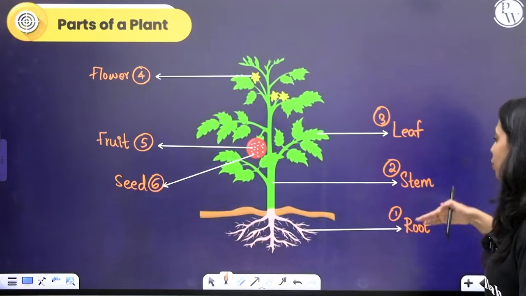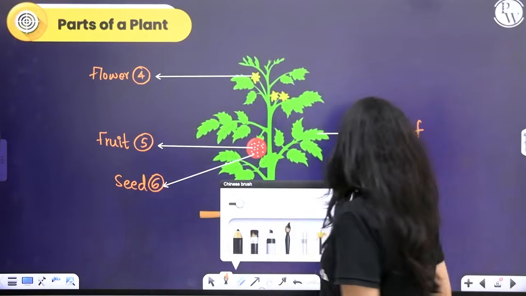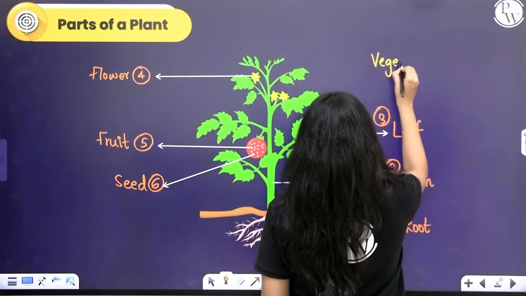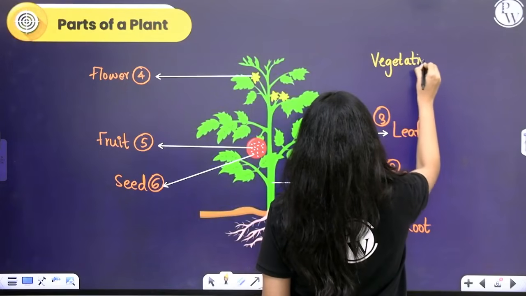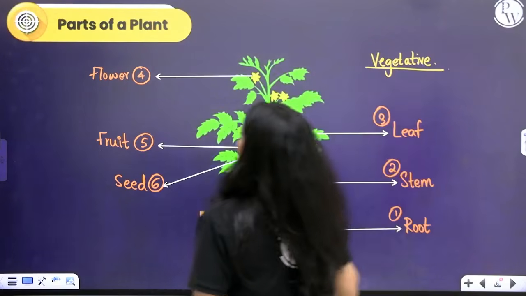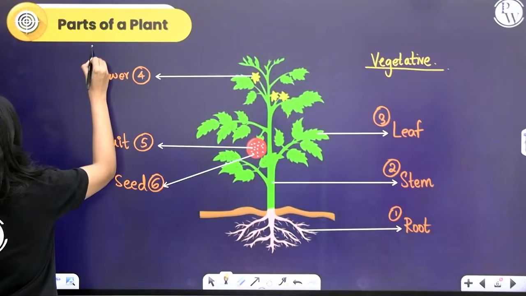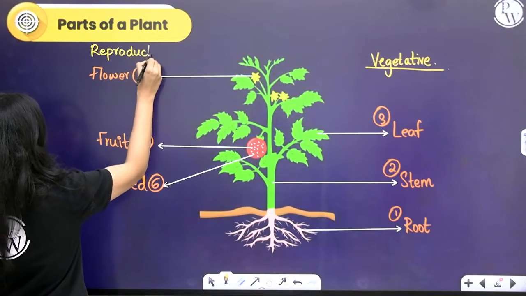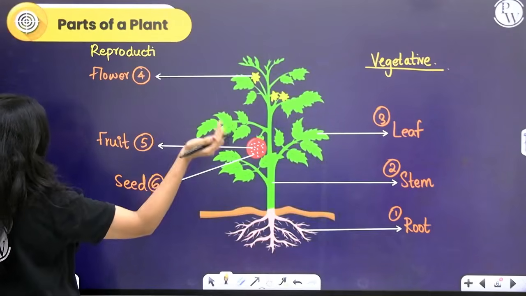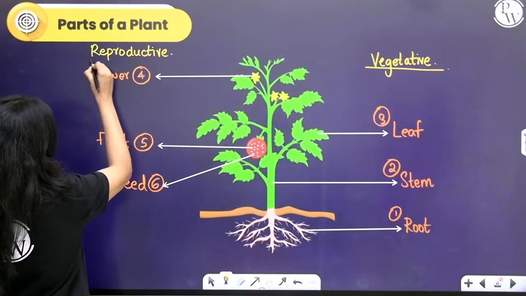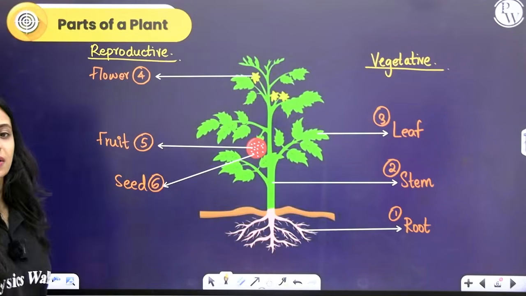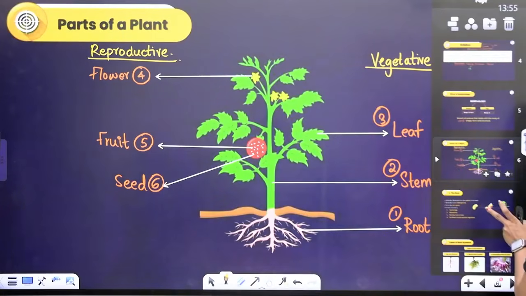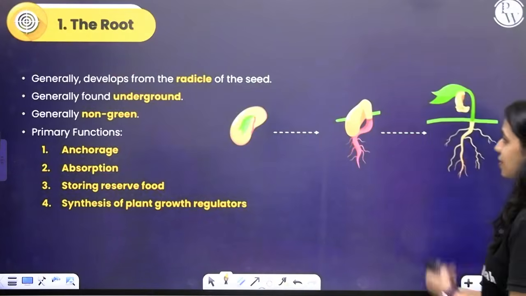As you already know, root, stem and leaves are called the vegetative parts of the plant. Flower, fruit and seed, they are called the reproductive parts of a plant, right? They are involved in reproduction and continuation of generation. So these are called the reproductive parts. Okay, we will first learn about the vegetative parts and then we'll move on to learn about the reproductive parts. Let's start with the root.